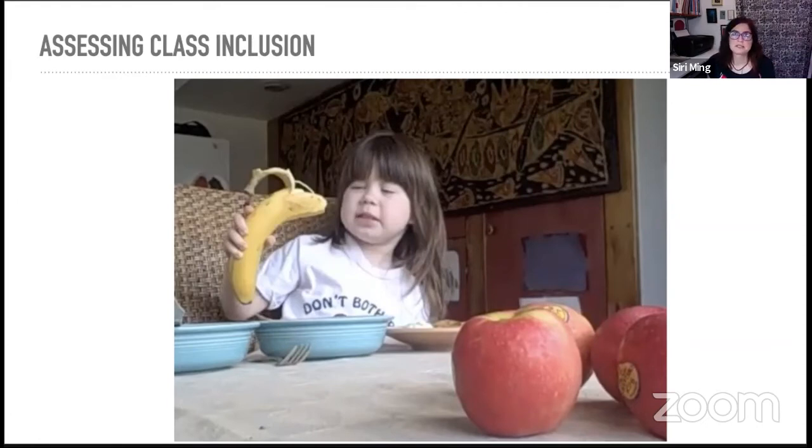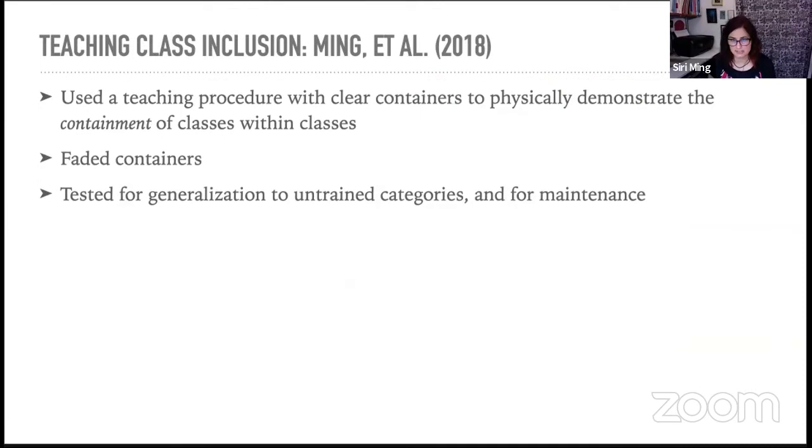What does it mean to contain something? Well, what we did was use actual containers to demonstrate this, and then faded the containers and tested for generalization. So I'm going to show you what that protocol looks like as well.